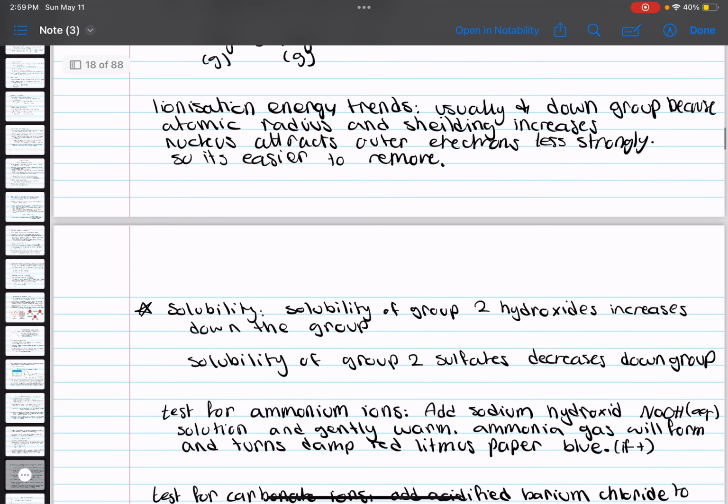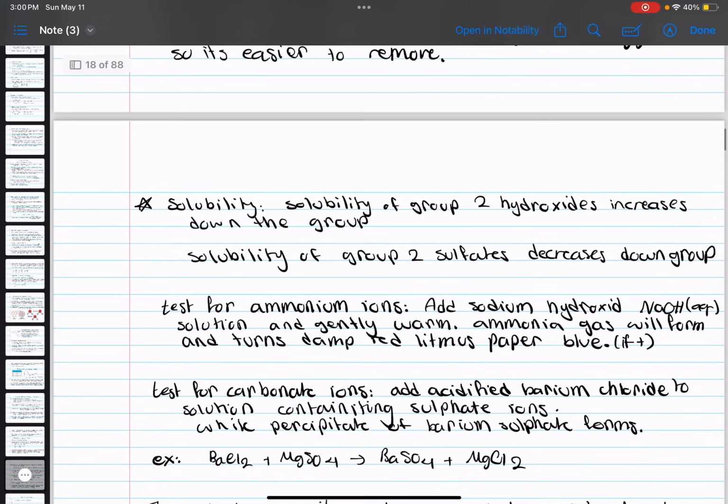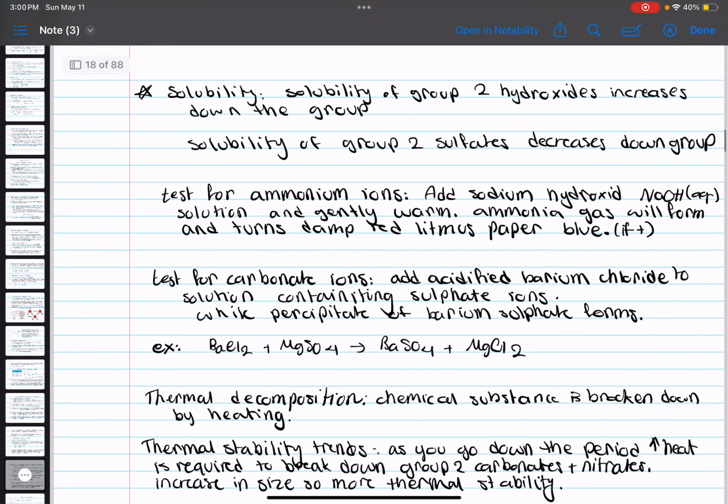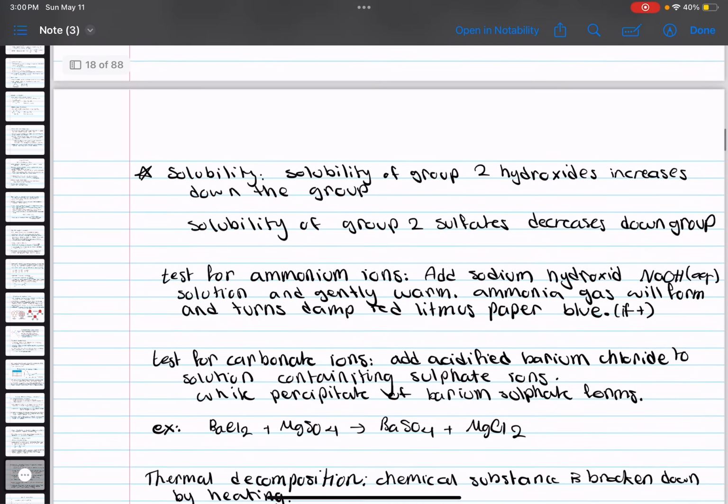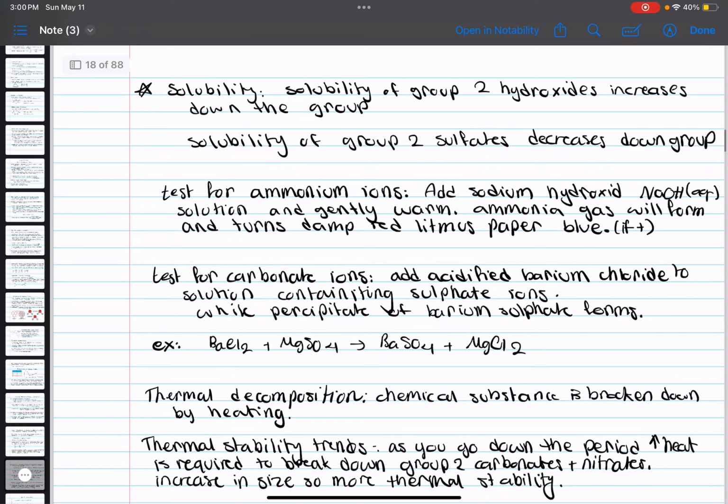Ionization energy trends: down the group, it decreases because atomic radius and shielding increase. Nuclear attraction to the outer shell electron is less strong, so it's easier to remove, so less ionization energy is required. And then you have solubility: for group 2 hydroxides, it increases down the group. And for group 2 sulfates, it decreases down the group.